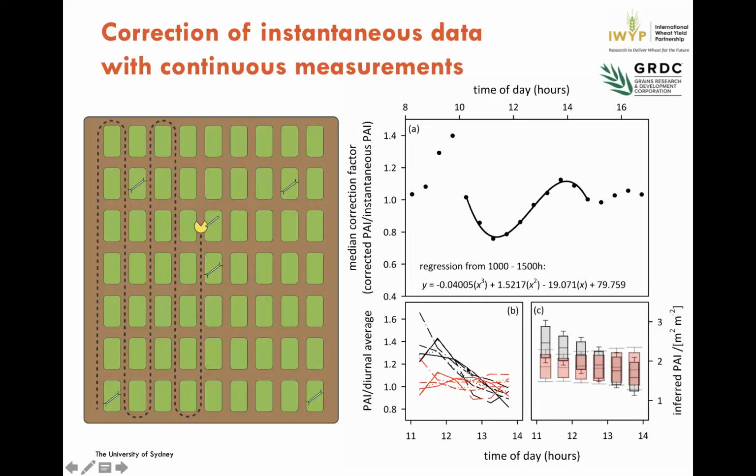When we take the data before it's corrected, we get these black lines here and these black bars. This in the bottom left is the PAI relative to the diurnal average PAI, and as you can see, without correcting our Pac-Man's instantaneous measurements, we get big overestimates of PAI at this time, and we're sort of hitting a diurnal average at that time. However, if we correct for this data with our correction function here, we get these red lines, which are much, much closer to the diurnal average.